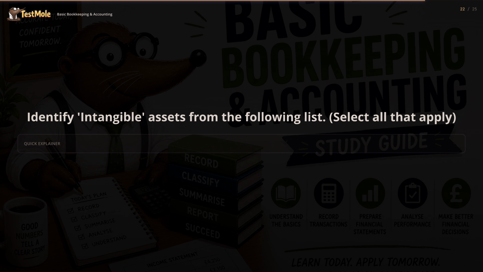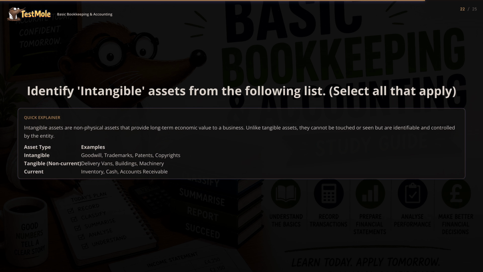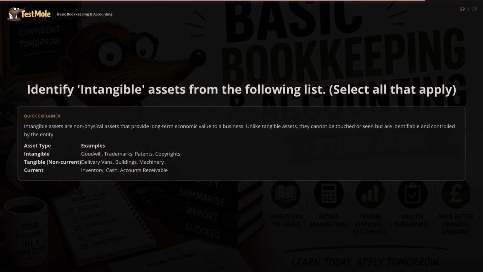Identify intangible assets from the following list. Select all that apply. Intangible assets are non-physical assets that provide long-term economic value to a business. Unlike tangible assets, they cannot be touched or seen but are identifiable and controlled by the entity.